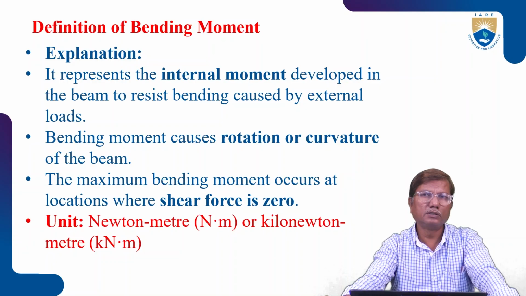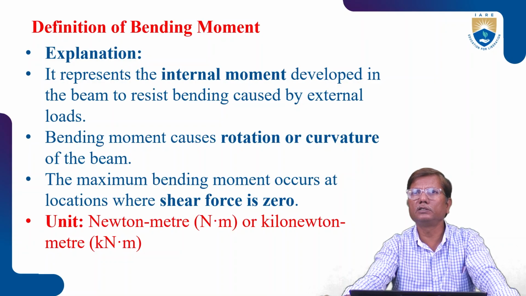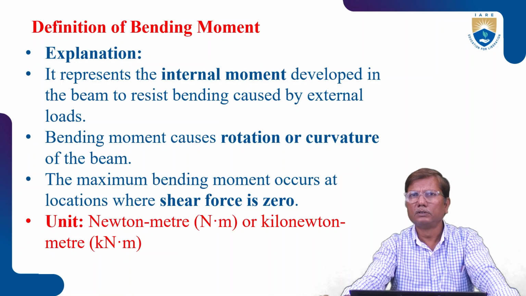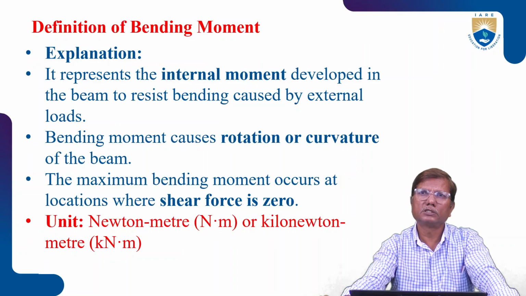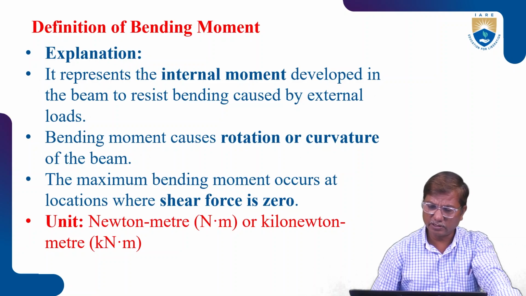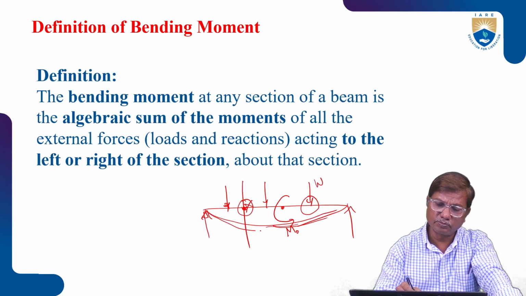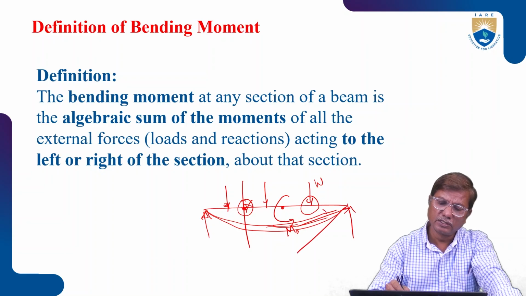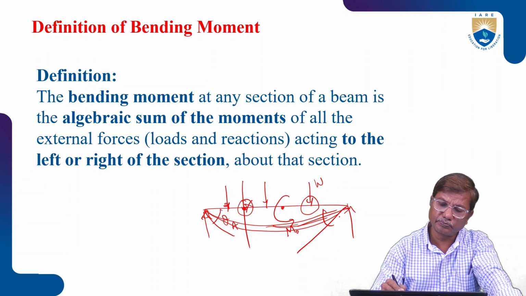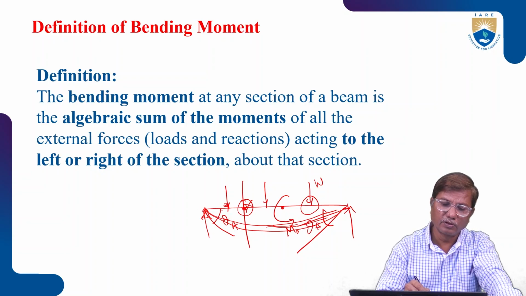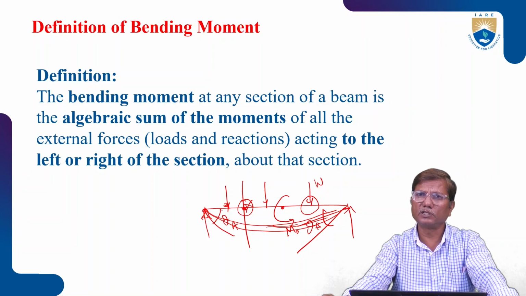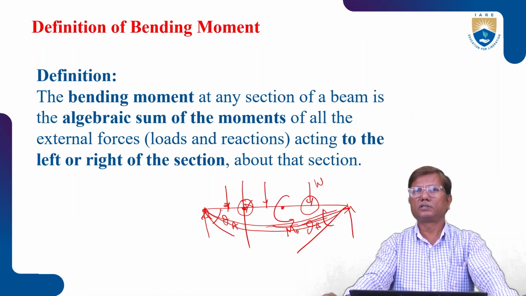That is to resist the moment due to bending due to the external loads. The bending moment here causes the rotation of the axis, as shown here. The axis bends, isn't it? That means it rotates by some angle. That depends on the stiffness. The deflections depend on the stiffness of the member.